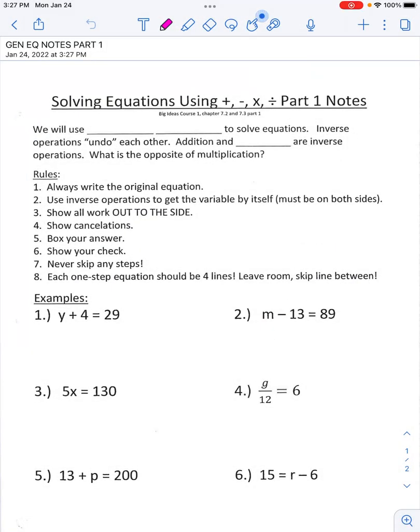Hello, today we are going to solve equations using adding, subtracting, multiplying, and dividing. These are part 1 notes.